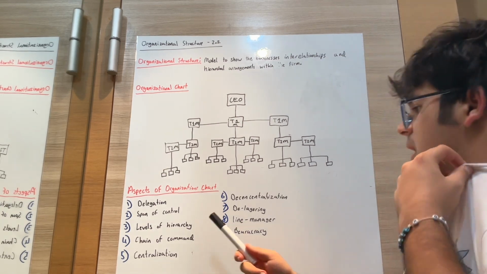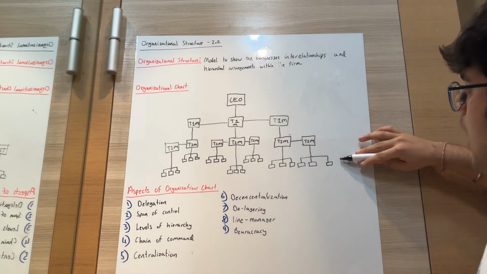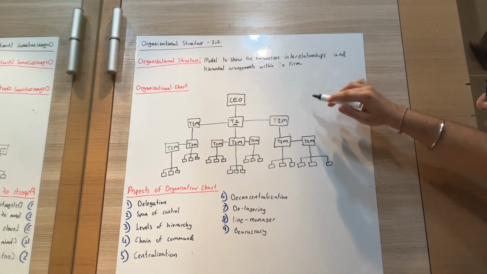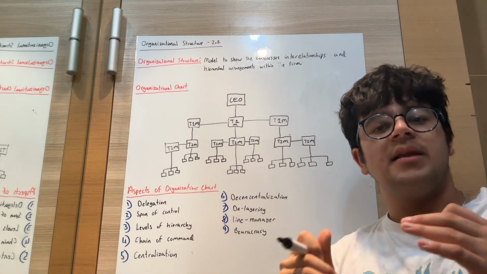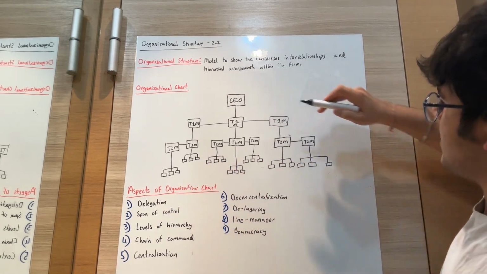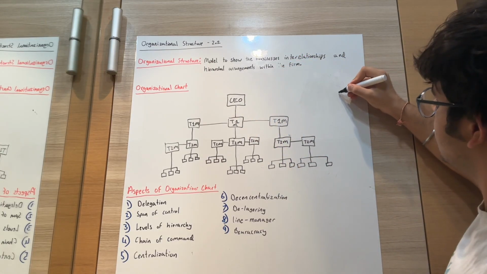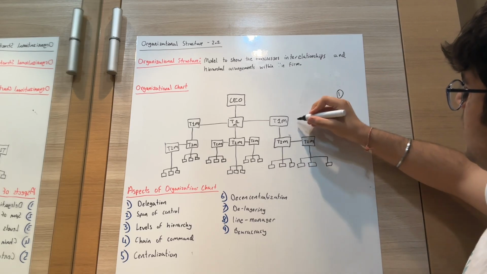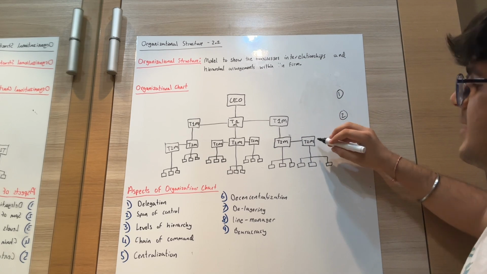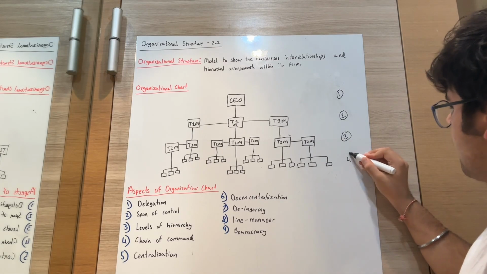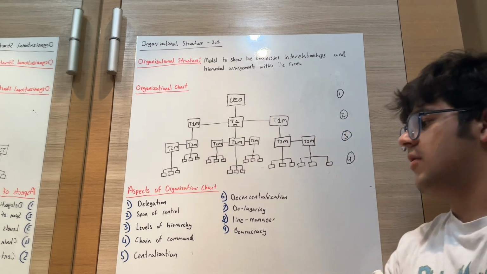Now, levels of hierarchy. When I talk about levels of hierarchy, it does not mean how high something is on your chart. So just because this is higher than this does not mean they're on a different level of hierarchy. By that, I mean how many levels of management there are. So here we can see there's one level at the CEO, a second level at the tier 1 managers, a third level at the tier 2 managers, and a fourth level at the employees. So within this business, we have 4 levels of hierarchy.